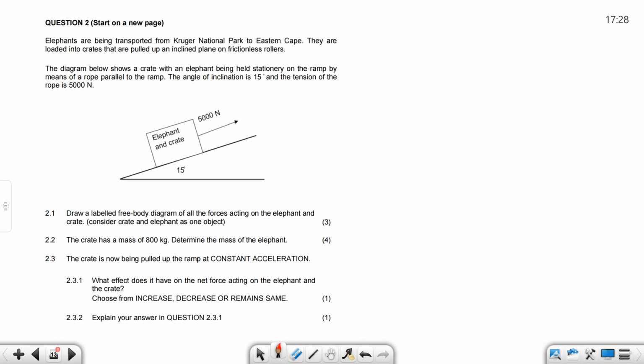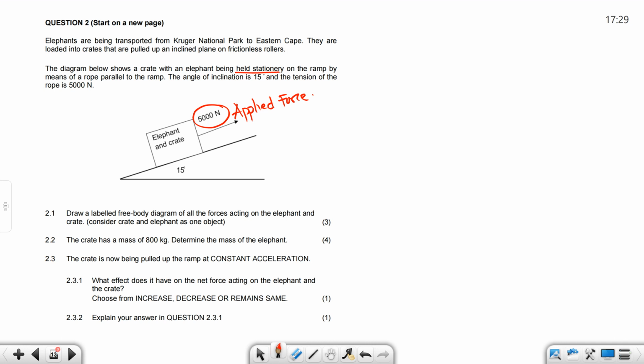All right, they are loaded into crates that are pulled. Let's read. That are pulled. It means there's an applied force. Up an inclined plane on frictionless rollers. The diagram below shows a crate with an elephant held stationary on the ramp by means of a rope parallel to the ramp. The angle of inclination is 15, and the tension. Already the tension here is the applied force. Please don't think there are two forces. It's already the applied force. You're not reading. It is held stationary.